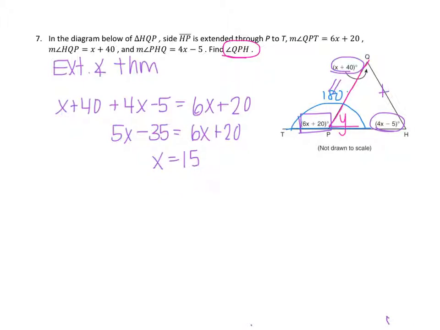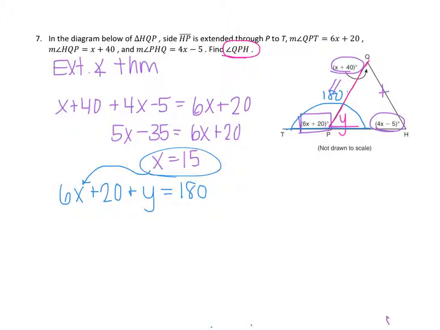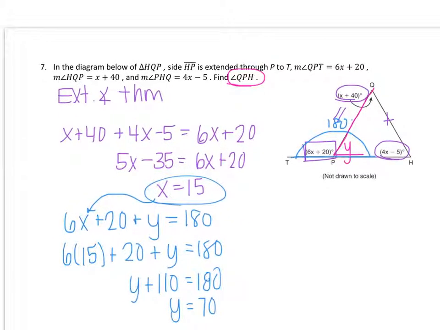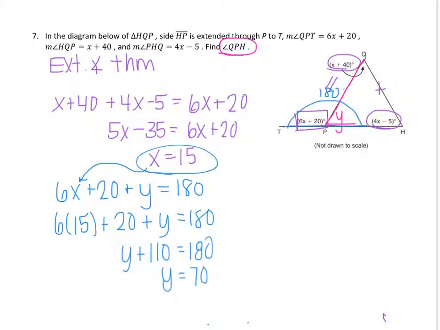So I'm going to start by writing an equation, taking angle QPT, 6x plus 20, and adding it to my y, angle QPH, and setting it equal to 180. But remember, we do know what x is, so I'm going to substitute that for the x in my equation. So I have 6 times 15 plus 20 plus y equals 180. Take a minute to solve for y in this equation. Okay, so you should have found that y is 70. And now, going back to write our final answer, we have measure of angle QPH is 70.